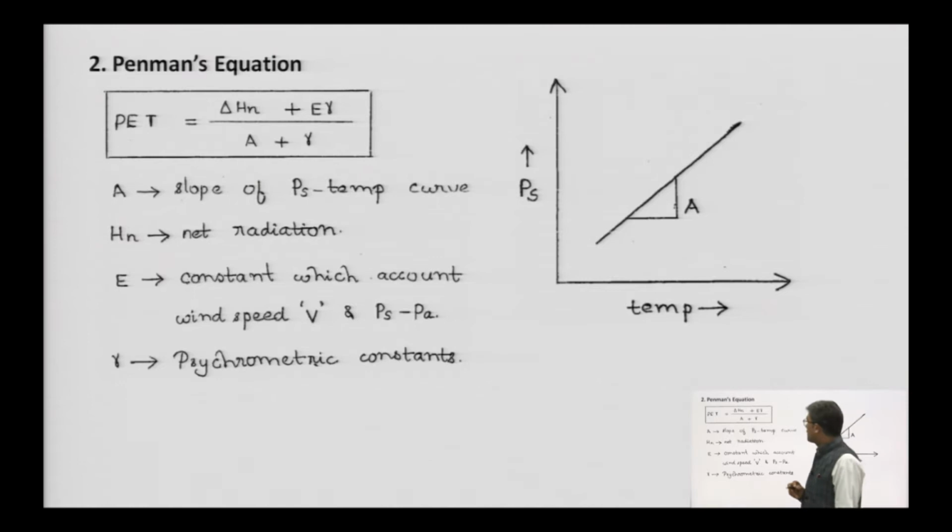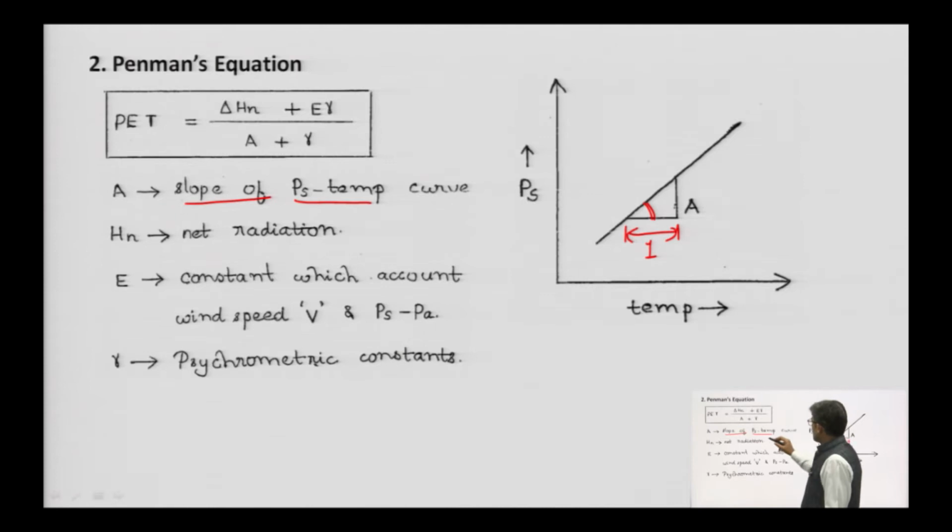Next, coming to Penman's equation. Penman has given one equation. What is the meaning of the different parameters used in that? Potential evapotranspiration, I have told you in the last class. A is the slope of the saturation vapour pressure versus temperature curve, for unit value.